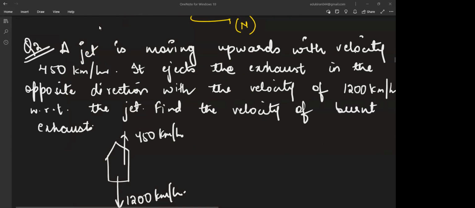Class, answer this question. Figure is also given over here.